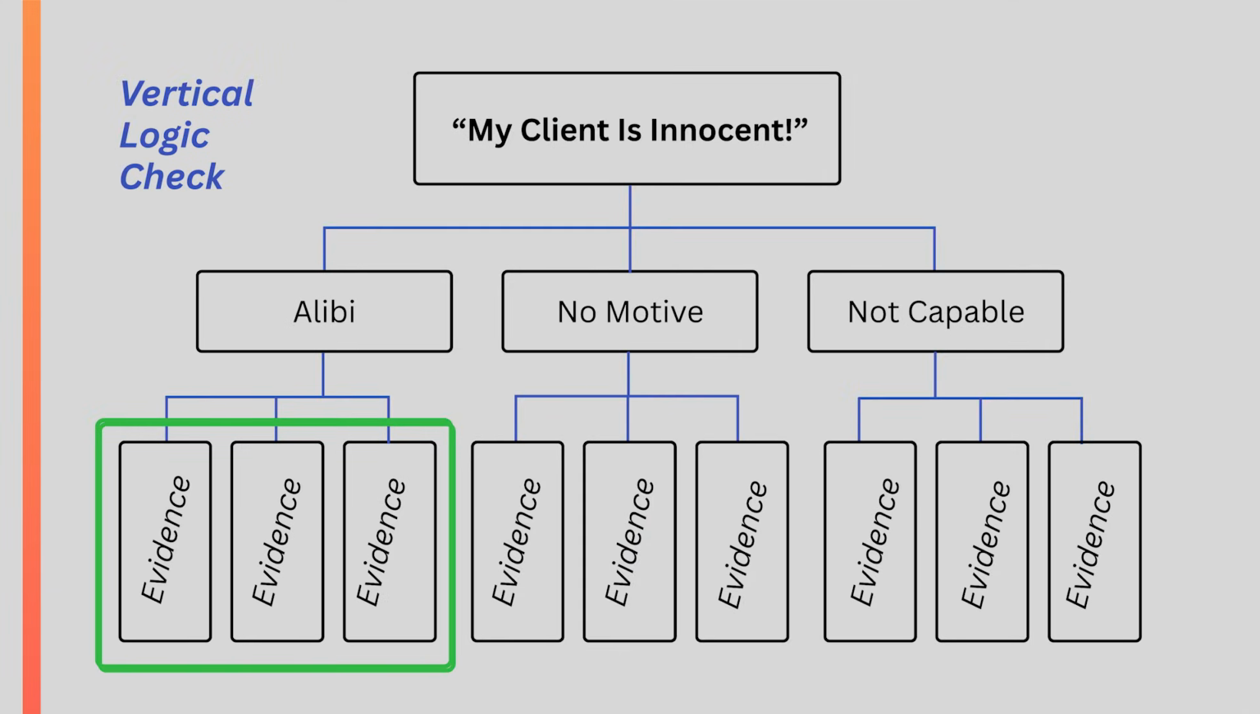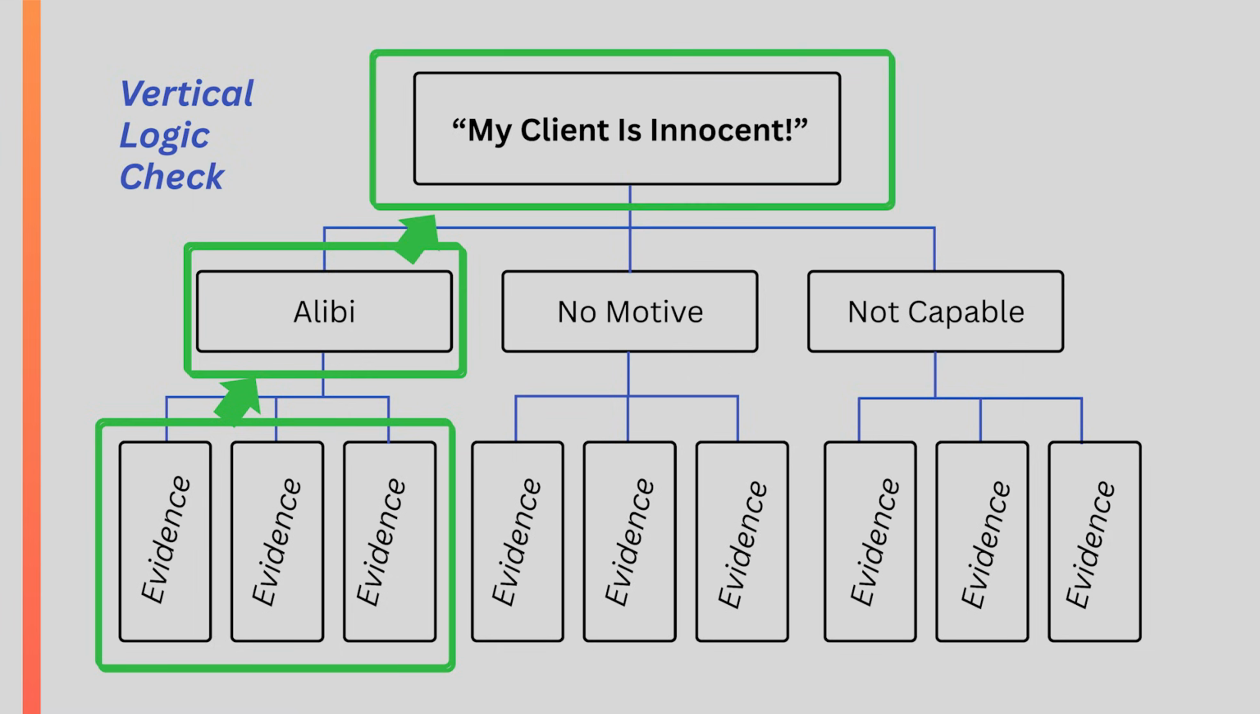You can make sure that your buckets are mutually exclusive by doing what we call a vertical logic check. Make sure that each of your data points supports the point right above it, and make sure that that subpoint supports your overall top-level argument. If you find that some data, an example, or illustration doesn't directly support the point above it, then that's probably a loose thread that doesn't belong on your outline.